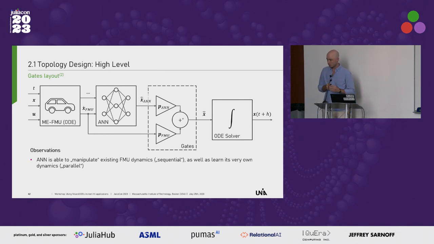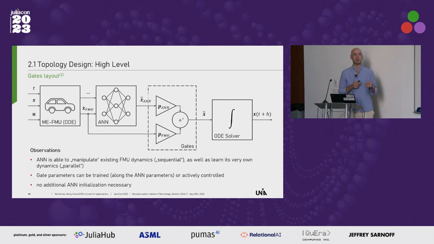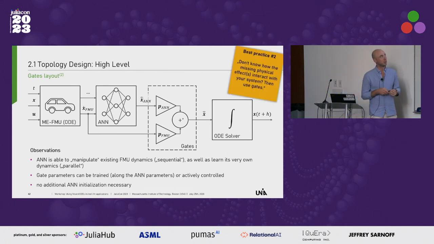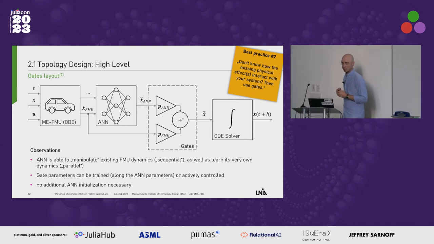And, yeah, you can add additional states. You can, but you don't need to. It's up to you, basically. And as a little extra, you don't need any additional initialization. That was the point with the identity. You need to keep in mind that we don't know anything about the system dynamics if we do a random initialization of our ANN parameters. The resulting system could be super stiff or even unstable, but we will focus on this specific point later. So the best practice here is, if you don't know the missing physical effects, you don't know how they interact with the system, you can just use gates and let your optimizer decide.